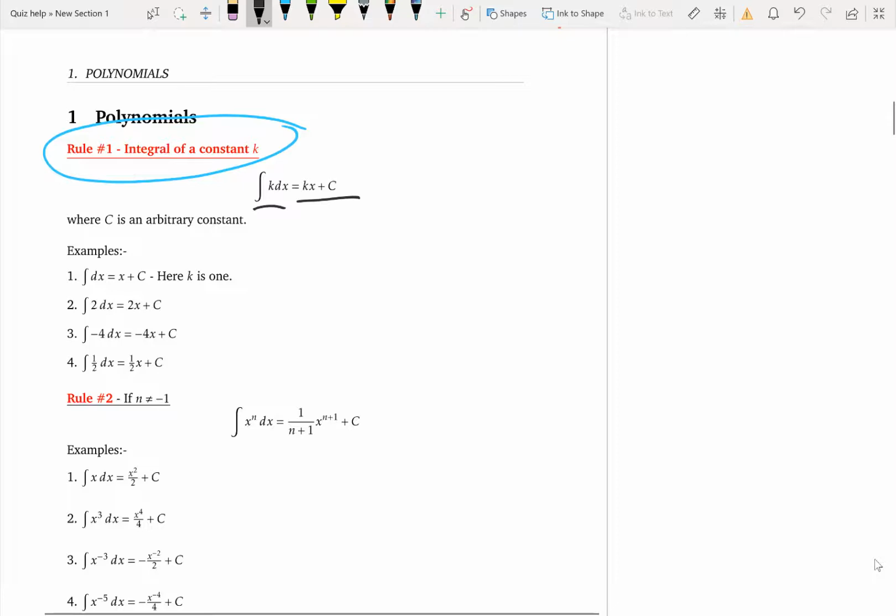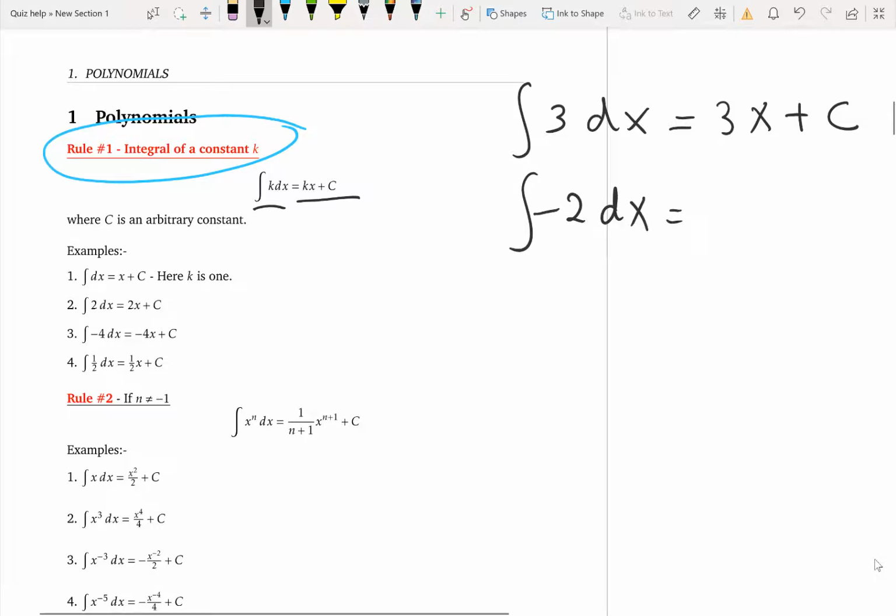So let's do an example. If you want to integrate 3 with respect to x, where x is the variable, what you get according to the rule is 3 times x plus c, the arbitrary constant. Now don't forget that arbitrary constant. This is just a review. Now let's integrate a negative number. How about negative 2? If you integrate a negative number, the rule is the same. It's going to be negative 2 times x plus c. That c is again the arbitrary constant.